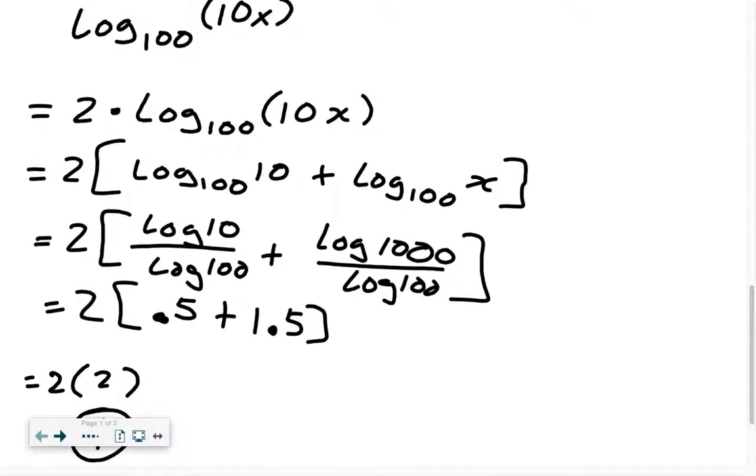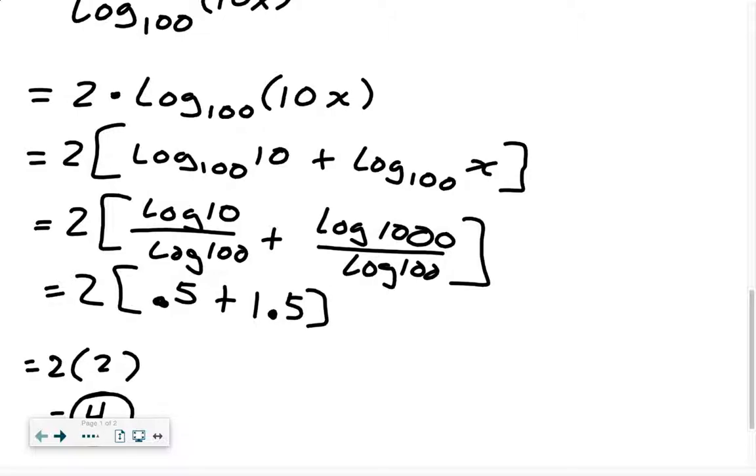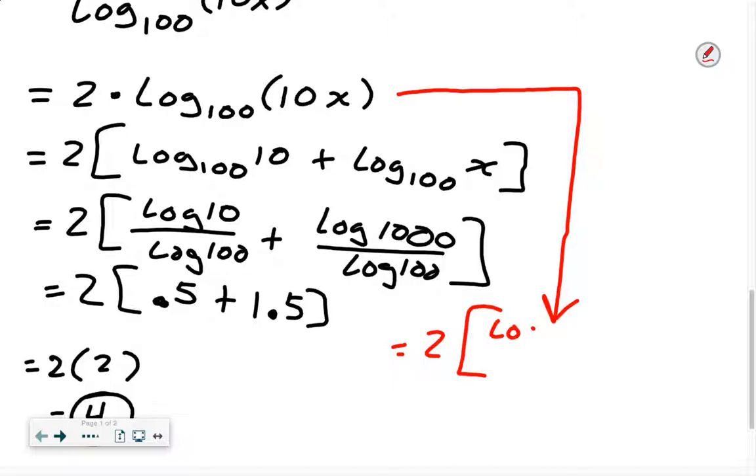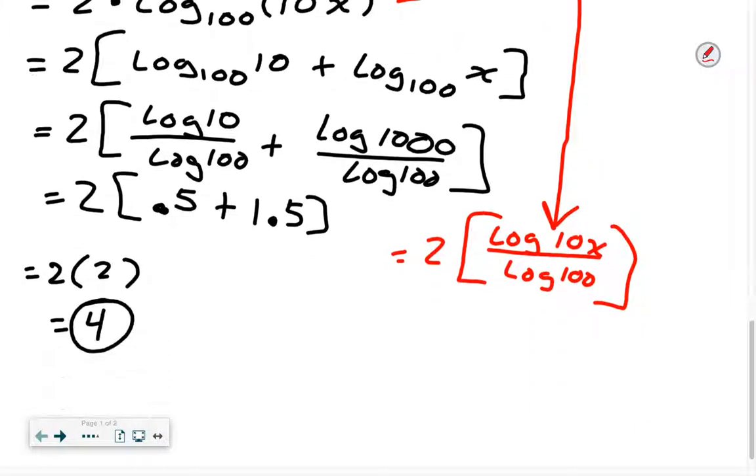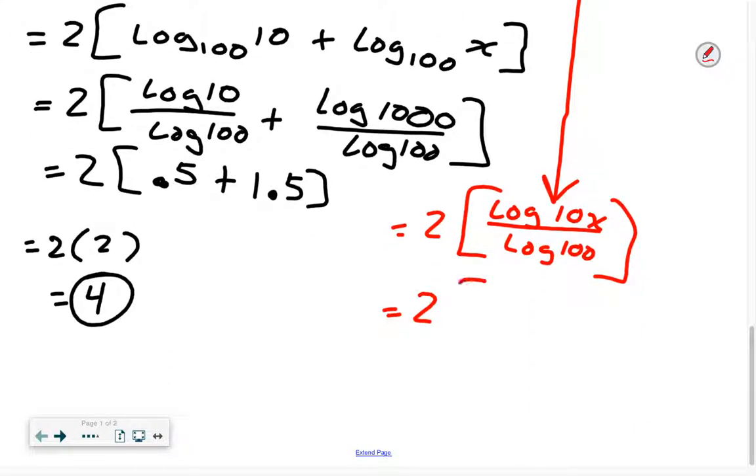I want to go back a few steps. I think it was at this step. We could have gone a different route if we wanted to. Instead of splitting them up, we could have gone to our change of base formula right away. We could have gone 2 times the log of 10x divided by the log of 100. And then you could have used your addition rule. And I'll go ahead and plug it in there right away.